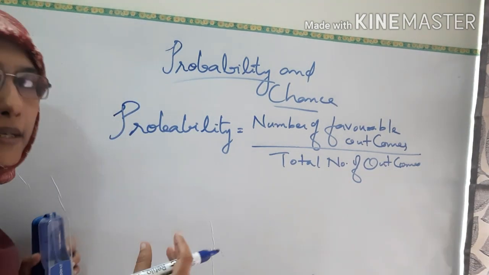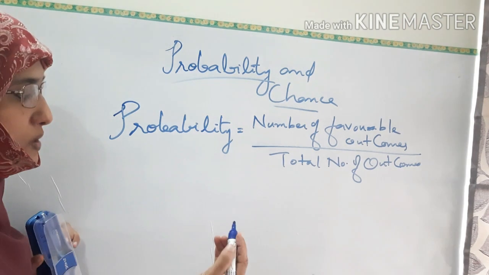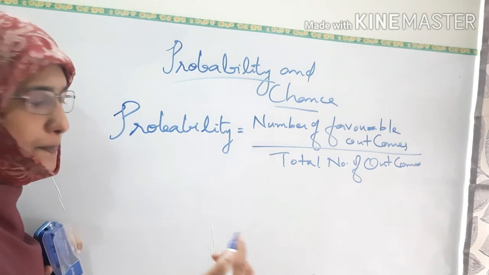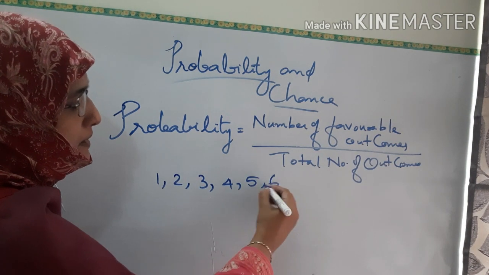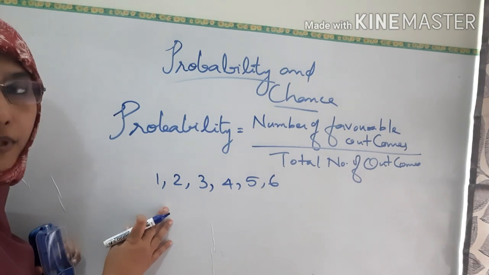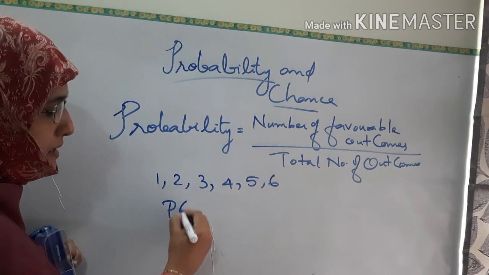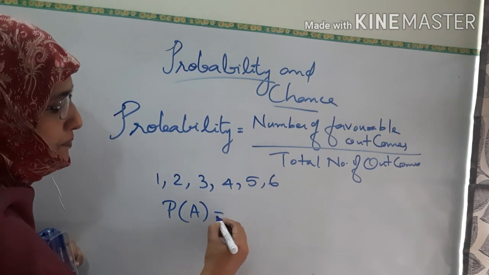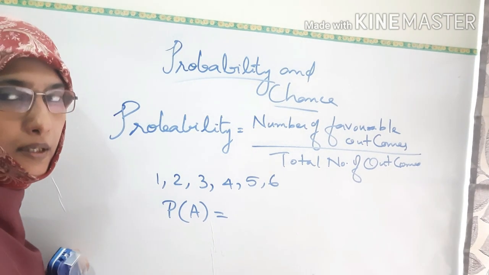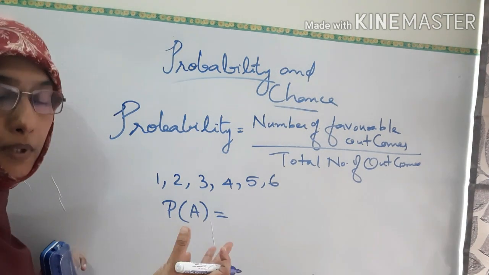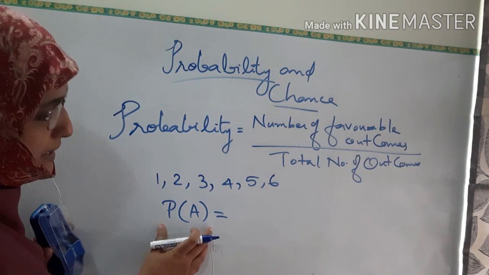Now see another example. Take the case of the dice. Dice, you know, when you play snake and ladder. In that dice, how many numbers will be there? It is 1, 2, 3, 4, 5, 6. 6 numbers are there. So the question is, what is the probability that you will get an even number? When you roll a dice, what is the probability of getting an even number?